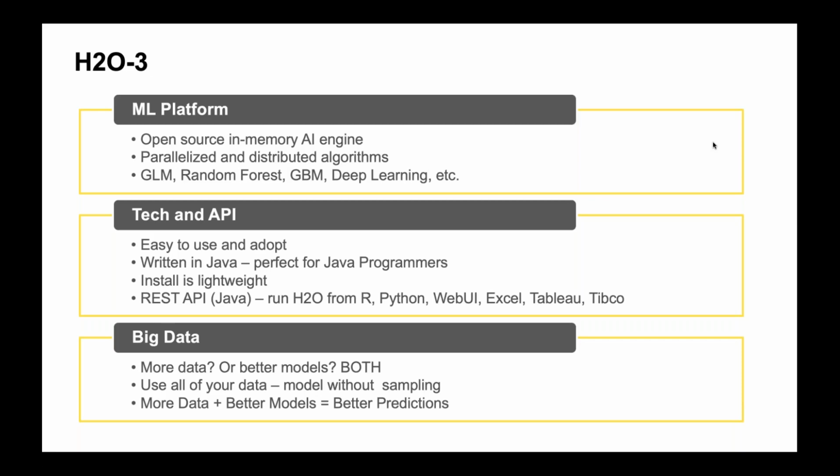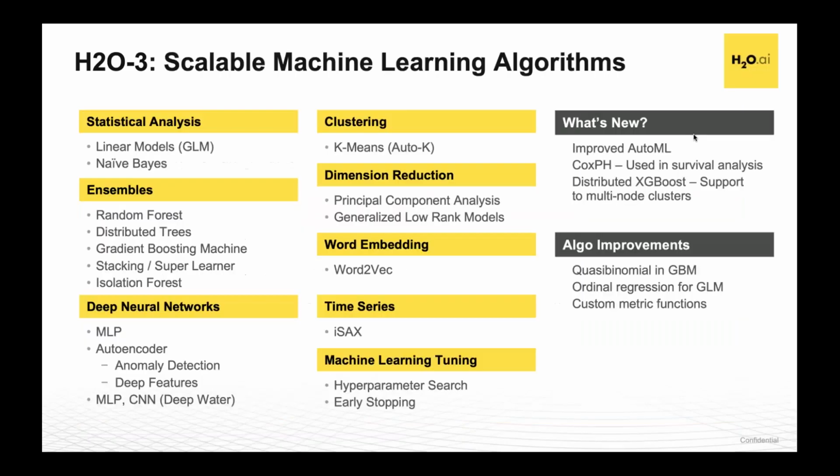And what's the most important thing to keep in mind? H2O-3 is a big data enabled machine learning platform. So you might face this sort of question: do I need more data or better models? The aim of H2O-3 is to allow you to build really good models on all of the data that you have at hand, and therefore achieve the best possible accuracy of your models.